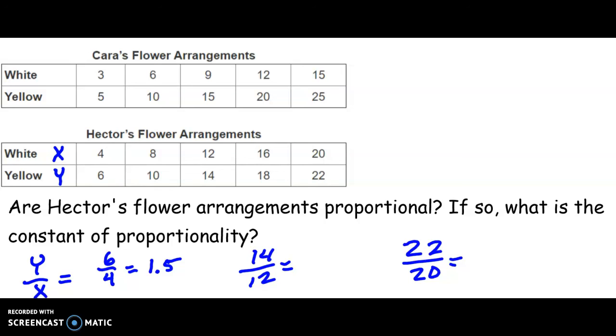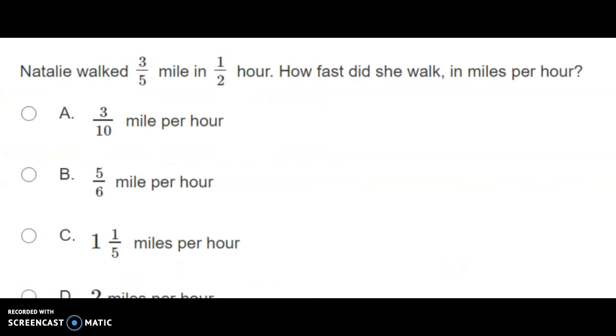All right, I think I have time for one more problem here. So Natalie walked 3/5 of a mile in a half an hour. How fast did she walk in miles per hour? So miles per hour means miles over hour. So I have 3/5 over 1/2.